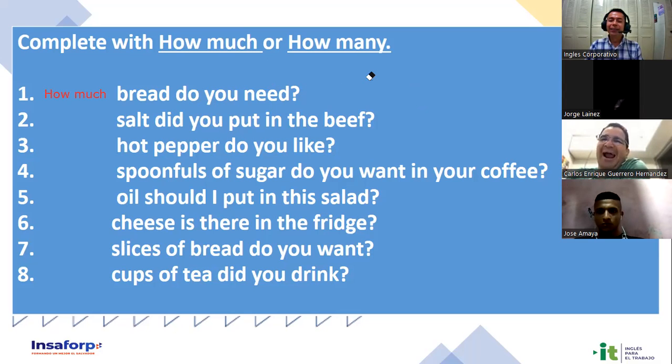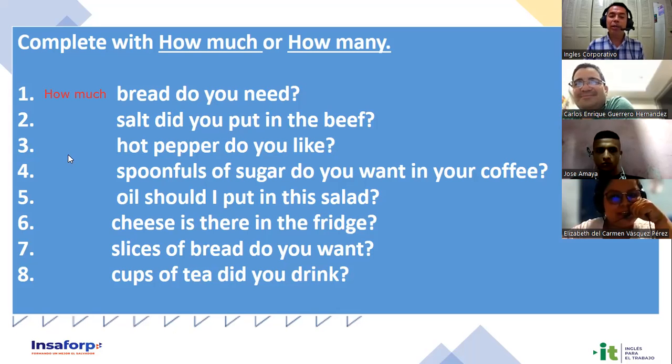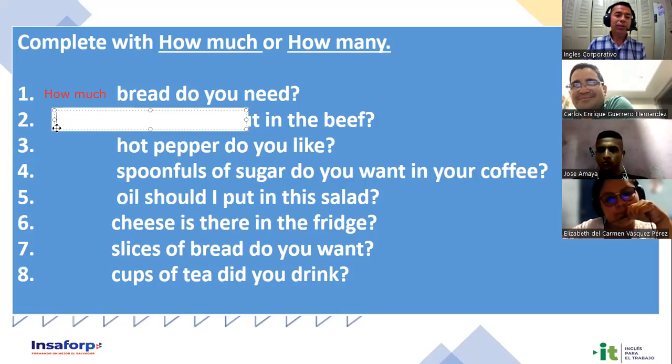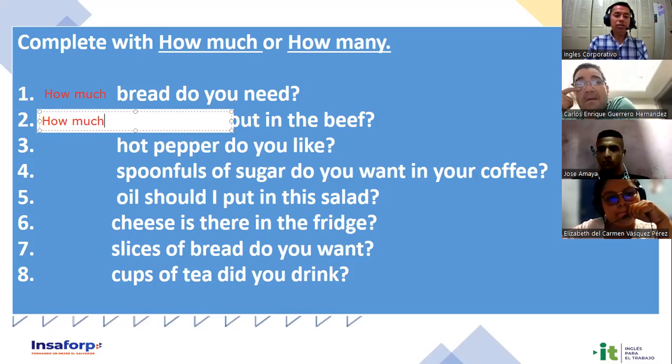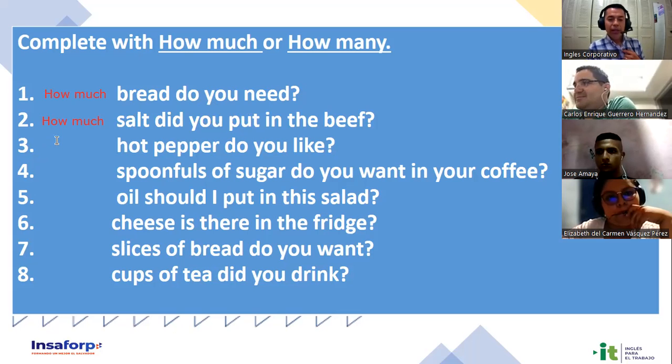Bailarlo, sí. Ok, let's continue, right? Salt. Elizabeth, hoy sí regresamos a Elizabeth. Elizabeth, please. Salt is... How much or how many, Elizabeth? How much, correct. How much? How much salt? Thank you very much. Okay. Thank you, Elizabeth.